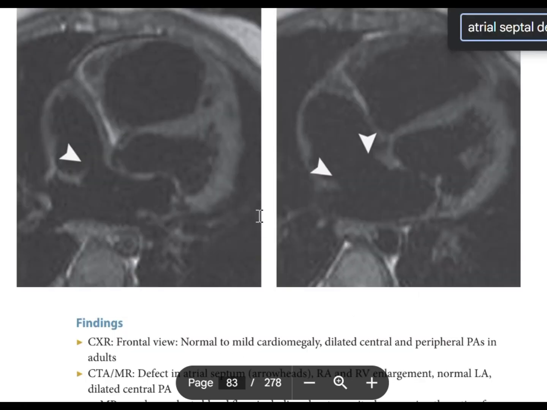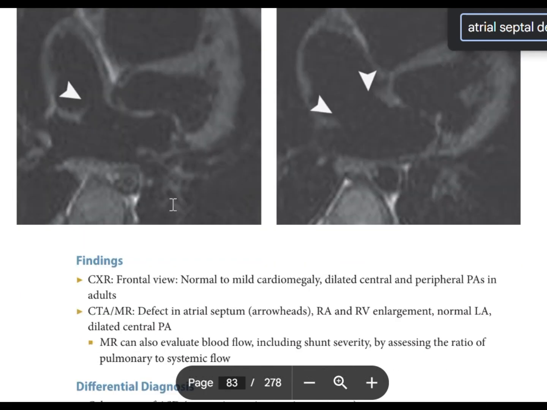This is an example of ASD, atrial septal defect. These are MRI images showing a defect in the atrial septum between the left atrium and the right atrium. In ASD, the blood flow will go from the left atrium to the right atrium. This will lead to right atrial enlargement.